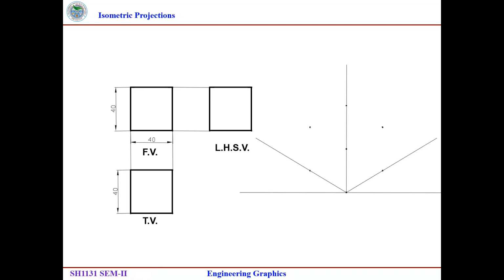So while drawing isometric projection, first of all you have to draw one horizontal line, then one vertical line, then draw two lines with an angle of 30 degree. So here the left hand side view is there. Left hand side view means the side view would be here and the front view would be here. Getting? So it is a reverse of orthographic projection.